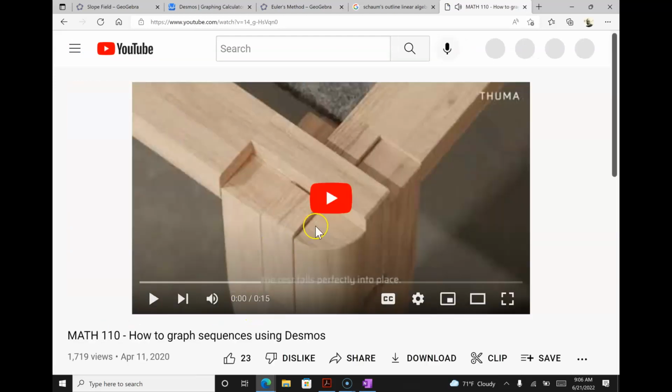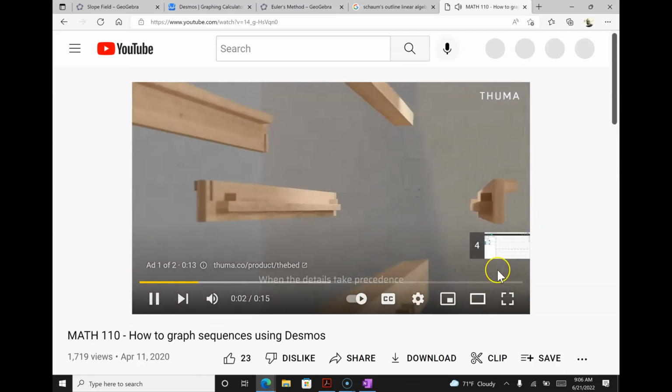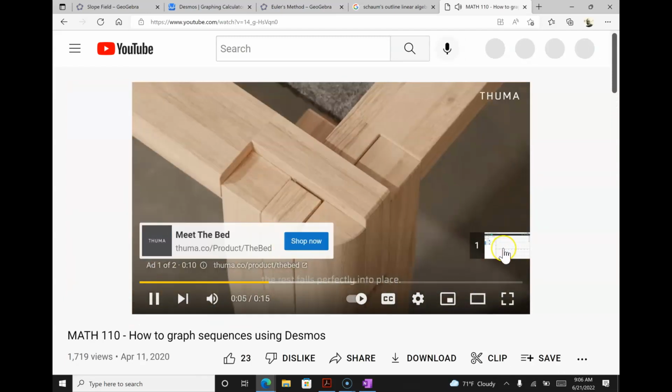What? We're building the furniture? When details take precedence, the rest falls perfectly into place.